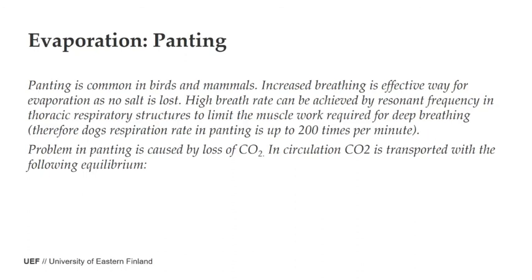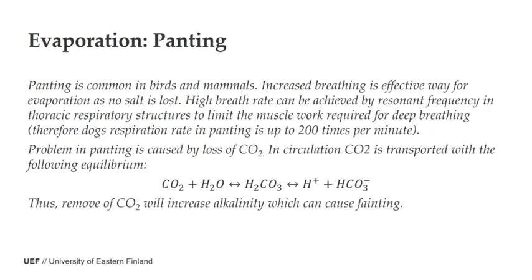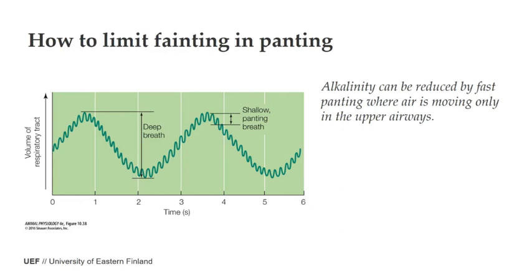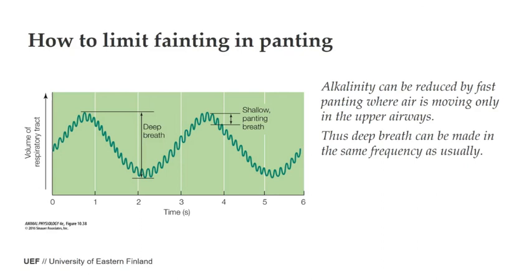But the problem, if we are increasing the respiration, is that we are losing carbon dioxide. Because the carbon dioxide is transported with this kind of equilibrium. And if there is less carbon dioxide, it will actually increase the alkalinity. And that will cause the fainting. And animals can limit the fainting in the panting. So that's why the dogs have this shallow panting breath, where the air is moving only in the upper airways. So the deep breath from the lungs is made at the same frequency as usual. So that's why in the shallow panting breath, no carbon dioxide is lost.